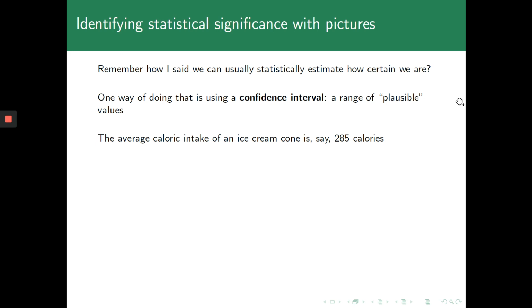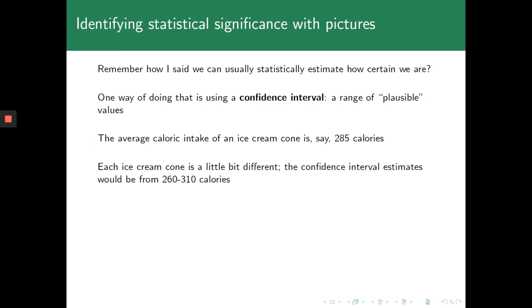But you could obviously imagine that sometimes the guy at the ice cream store gives you a bigger scoop, and sometimes he gives you a smaller scoop. So we could say that the range of plausible values is somewhere between 260 calories and 310 calories, just because each ice cream cone is a little bit different. So the confidence interval would be between 260 and 310. And the estimate, what we call the estimate, the average here, would be 285. Okay.